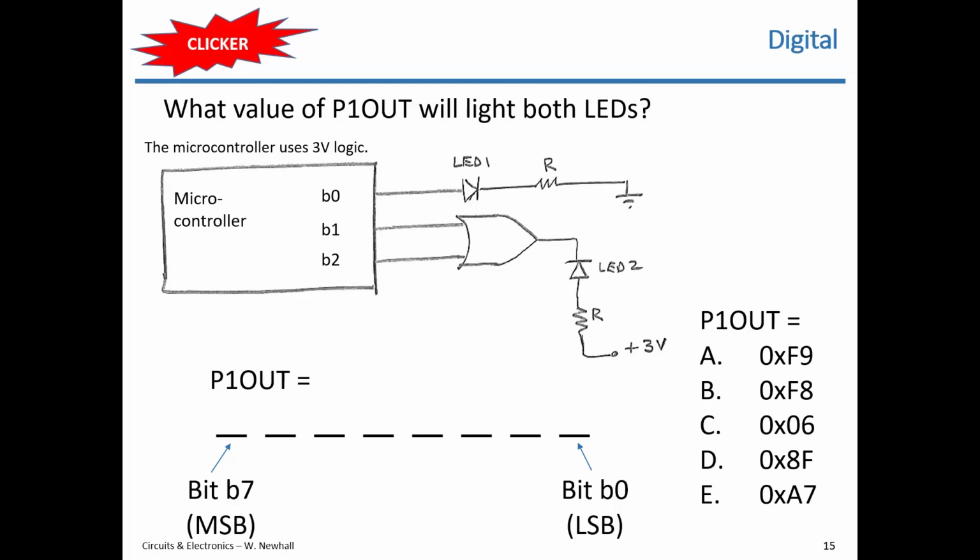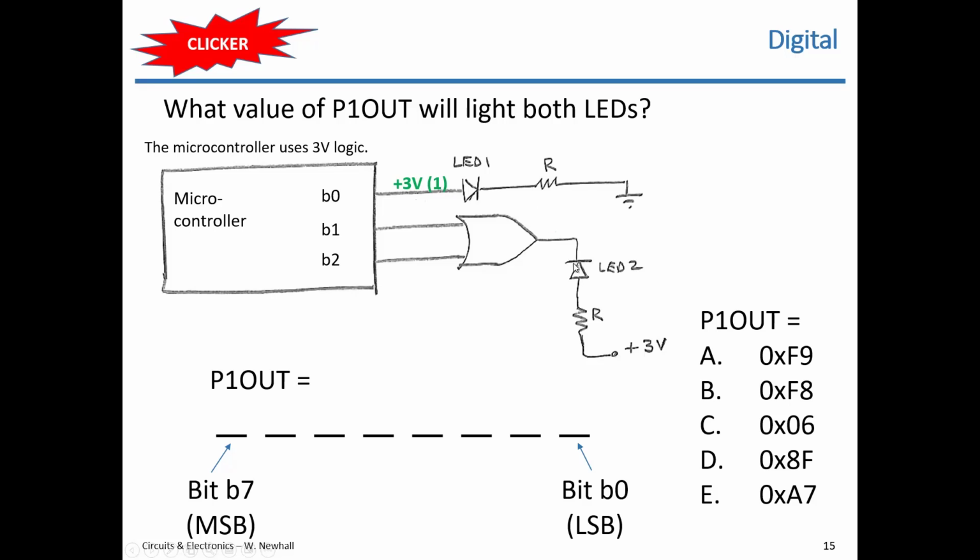All right, so let's work on this one. We want to light up LED 1. LED 1 is in series with a resistor. We have ground on the right side of that resistor. That means we need 3 volts on the left at the anode of that LED in order to light it up. So I need 3 volts here. That means bit B0 is a 1.